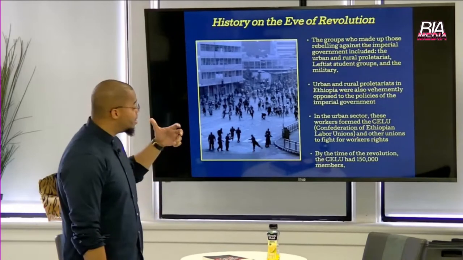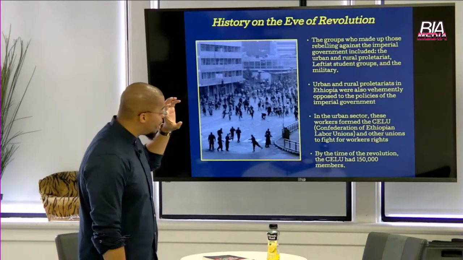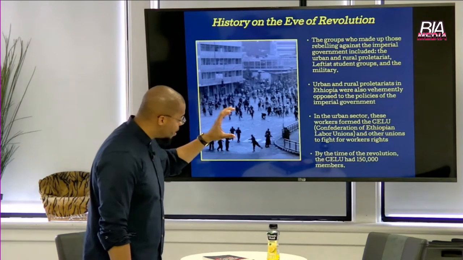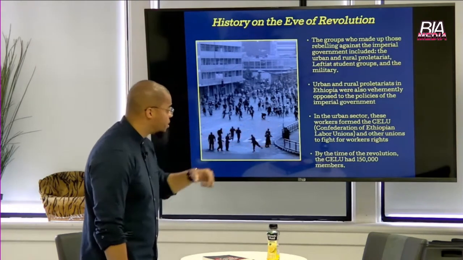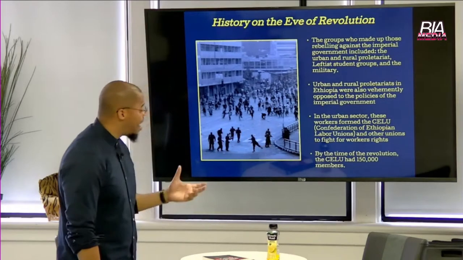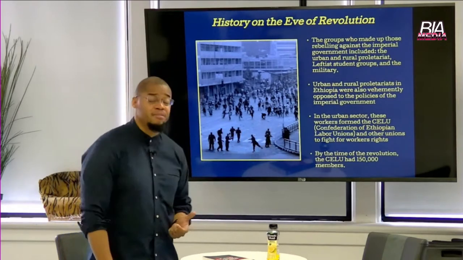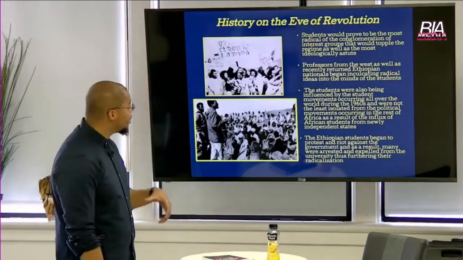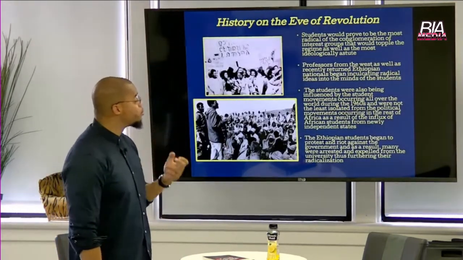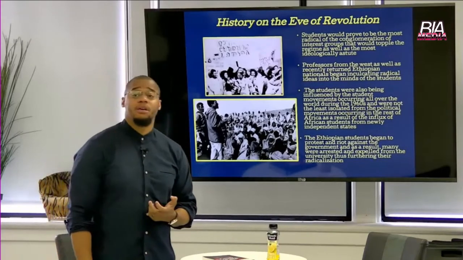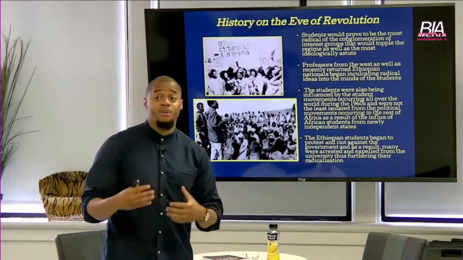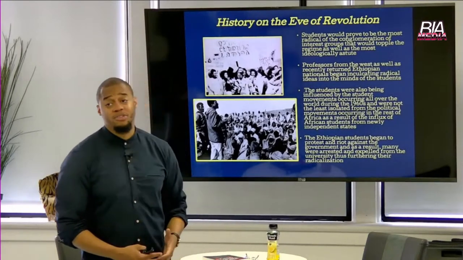And the revolution had the union membership, the Confederation of Ethiopian Labor Unions, had 150,000 members. So unions were incredibly active at this time. The students were the most radical group in the country. These were students, again, a lot of them were poor. They had come from the rural areas. They had come from the poor sections of the urban areas.